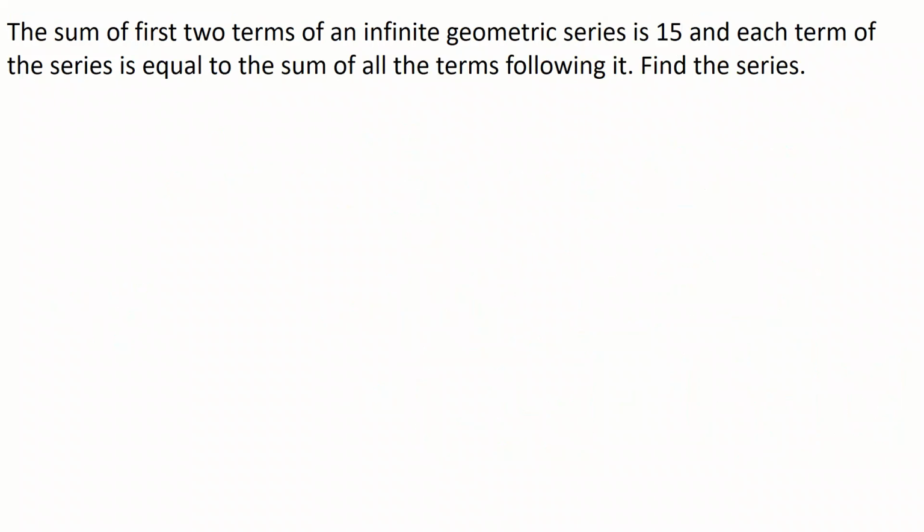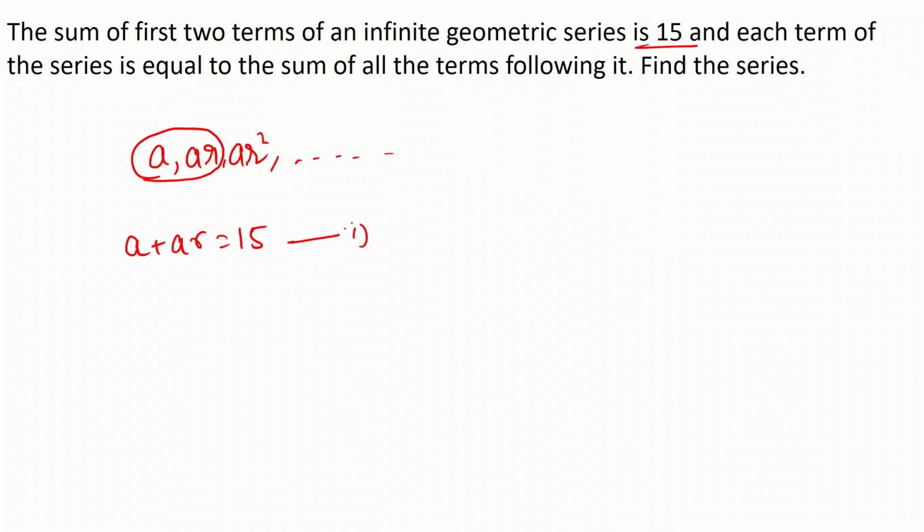Okay, the sum of the first two terms of an infinite geometric series is 15. It's saying that there's an infinite geometric series. Okay, let's assume that our geometric series is a, ar, ar squared, and this goes up to infinity. The sum of the first two terms is 15. That means if we add these two terms, I get 15. So I can write a plus ar is equal to 15. This is my first equation. Let's see what we have other than this.